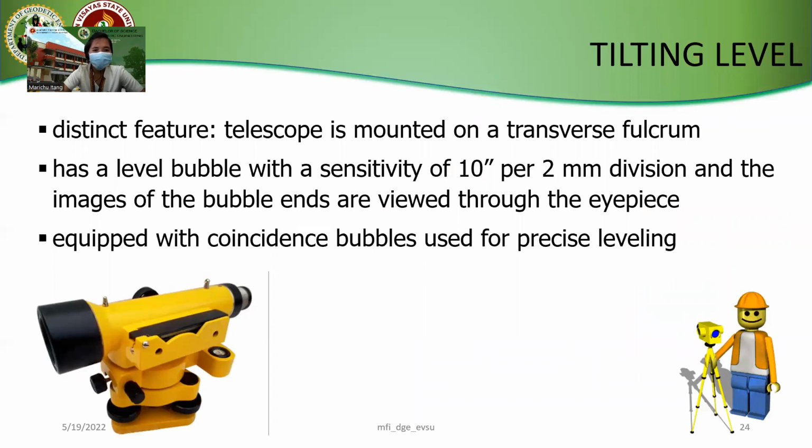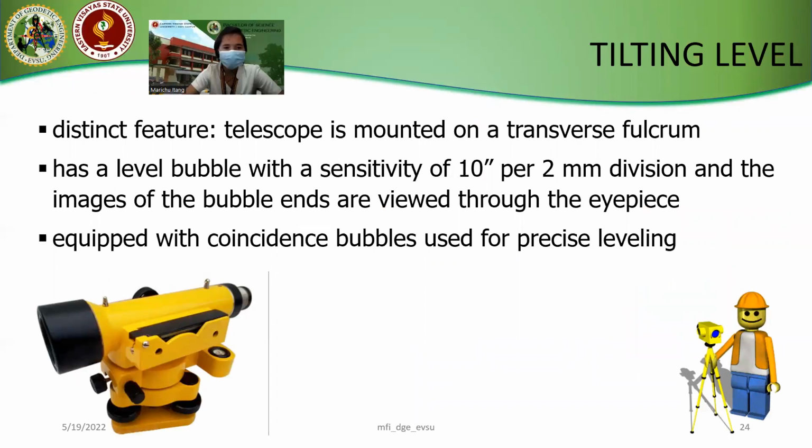So another instrument, we have the tilting level. The feature of it is that it has a telescope mounted in a transverse fulcrum. So it has a fulcrum here in the middle. It has a level bubble with a sensitivity of 10 seconds, similar to the automatic level. It is equipped with a coincidence bubble used for precise leveling.